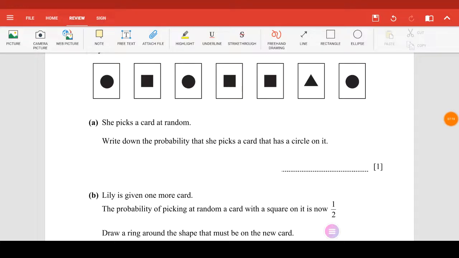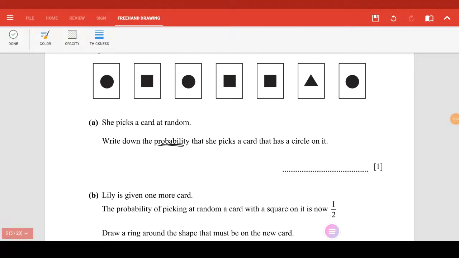As you know, to calculate the probability, you need to divide by the total of all possible outcomes, which are 7 possible outcomes, as you see, and the specific event that you are seeking, a circle. How many circles? We have 3, so the probability would be 3/7.